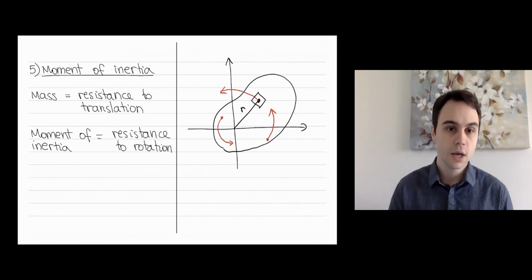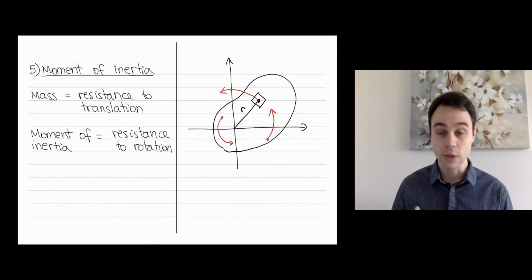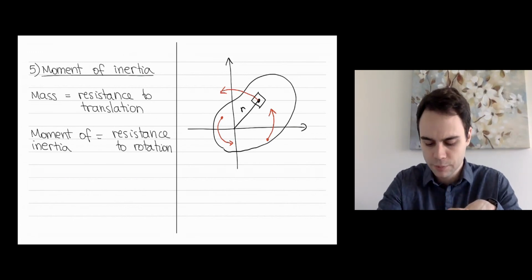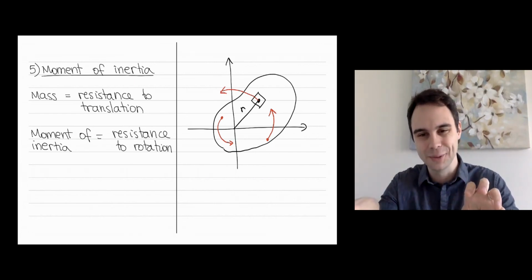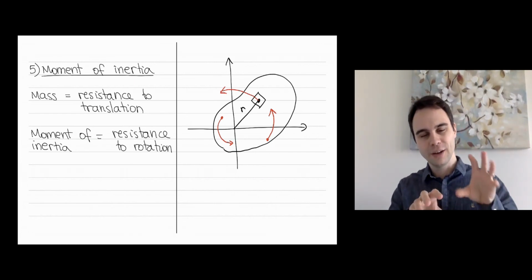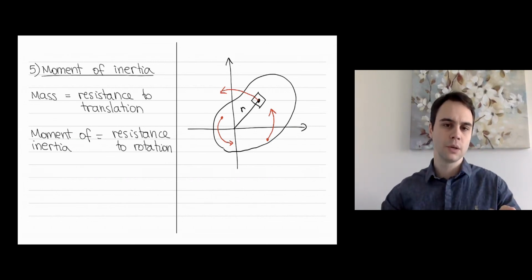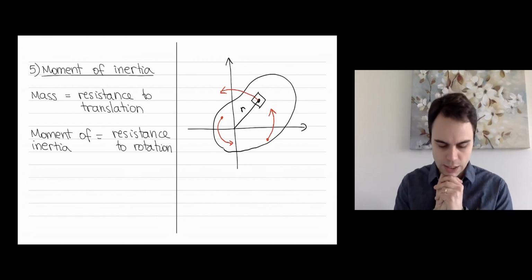It's like mass, but for rotation, right? Mass, by Newton's second law: force is equal to mass times acceleration. So for a given force, if the mass is larger, the acceleration will be smaller. That's a sense in which mass is a resistance to translation.